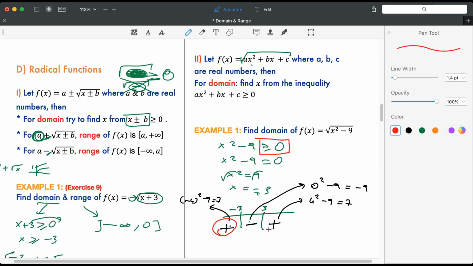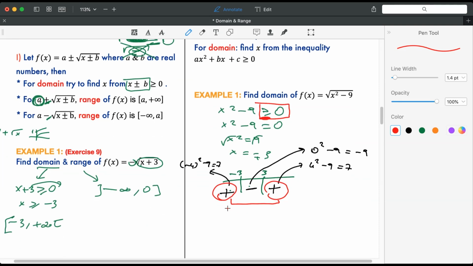So we are going to use those two regions only for the domain, because for the domain, we set the inside greater than or equal to 0. So this is where our function is greater than or equal to 0. So our domain is from negative infinity till which number? Negative 3. Negative 3 is included.